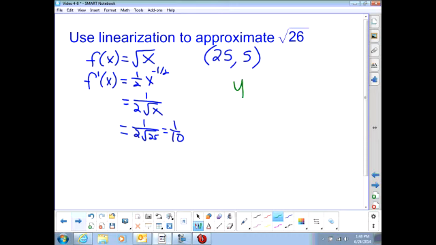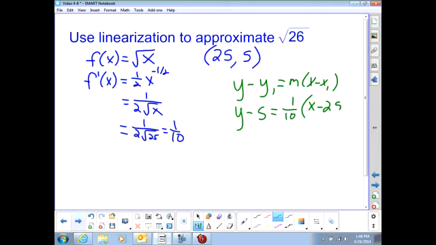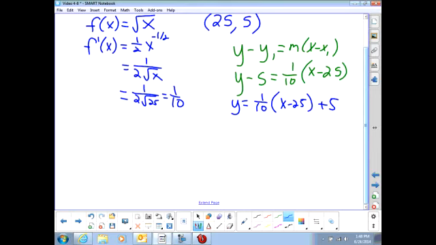So doing point-slope now, y minus y1 equals our slope times x minus x1. We'll have y minus 5 equals 1/10 times x minus 25. If you get y by itself, this would be 1/10 times x minus 25, plus 5. Again, I'm fine if you leave it as y. The book might show it as L of x. Either is fine in my book.